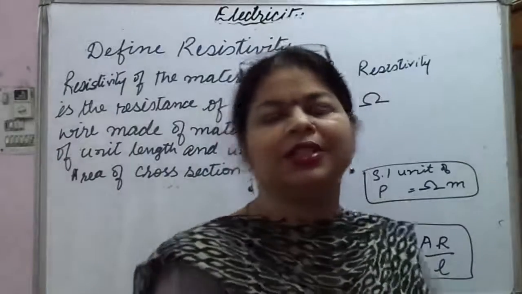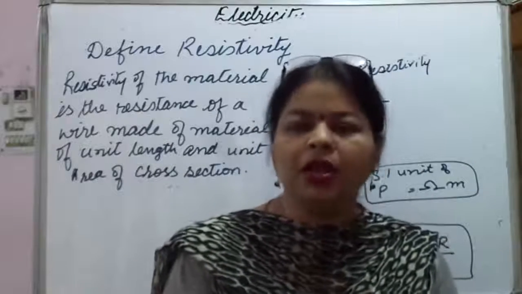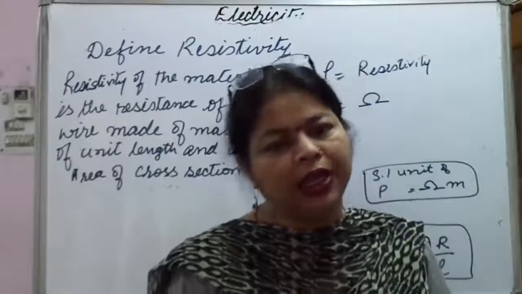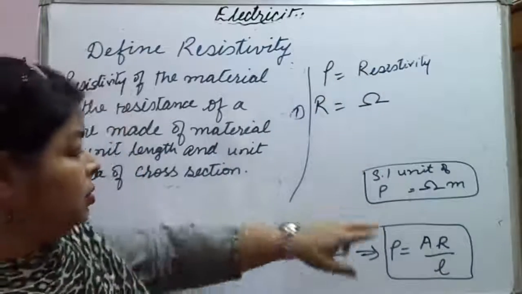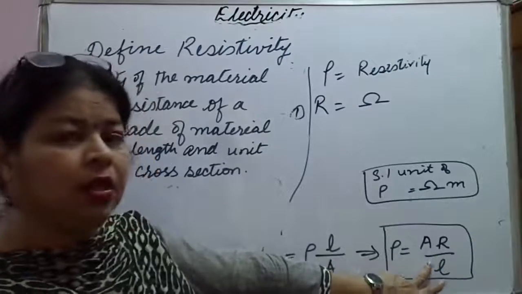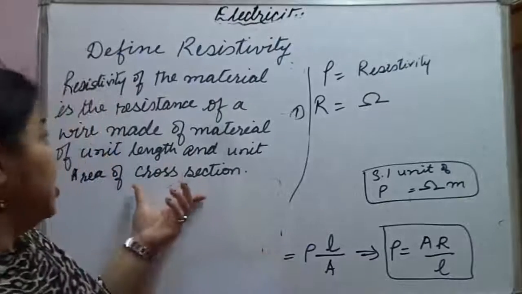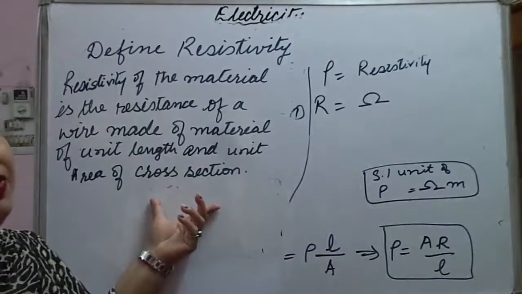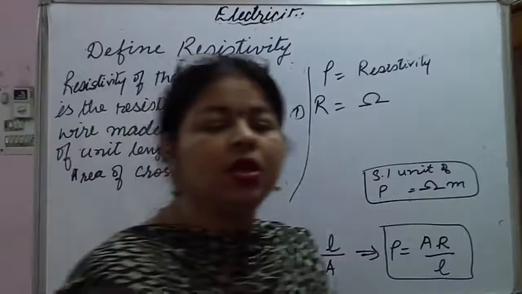Resistivity of a material is the resistance of a wire made of that material, of unit length and unit area of cross section. So if I say 1 unit area, 1 unit length and 1 ohm is the resistance, then we get the resistivity. This is the definition of resistivity, so you need to remember it.